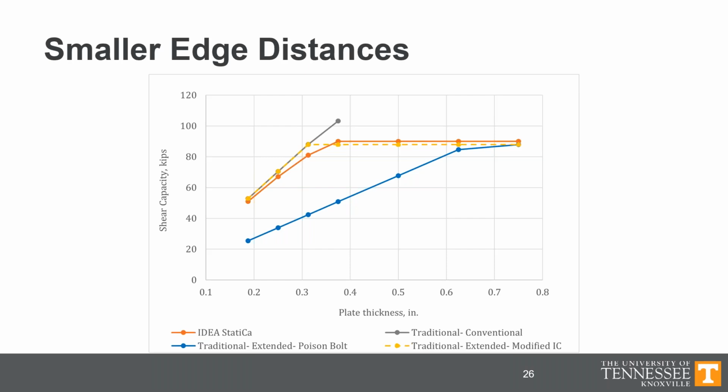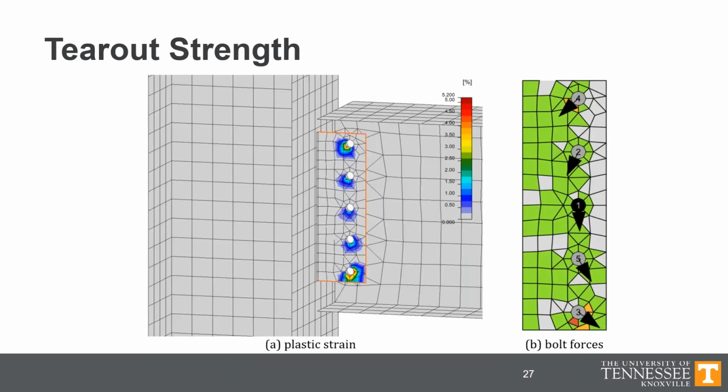And as we go for different plate thicknesses and pretty small edge distances for that single plate shear connection, what we see is a reduction in strength when using the extended method and the poison bolt method. And we see higher strengths being provided by IDEA StatiCa. These higher strengths, I would say, make a good bit of sense because in IDEA StatiCa, the tearout is based on the direction of force determined from the analysis, and it's evaluated on a per bolt basis. Using this direction of force allows for higher strengths if the direction is not the worst case.